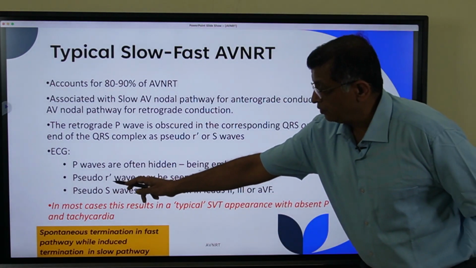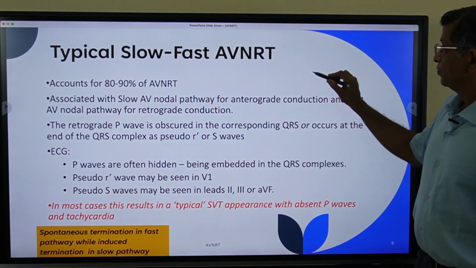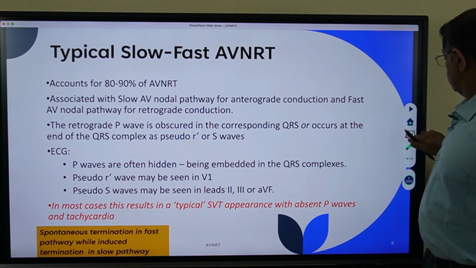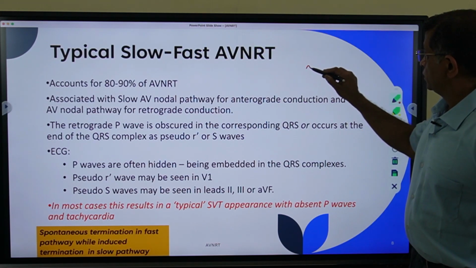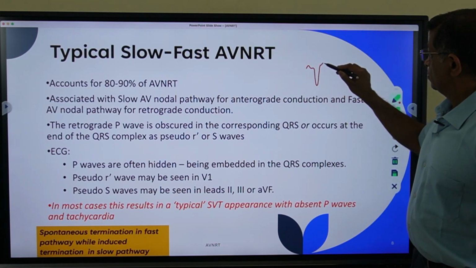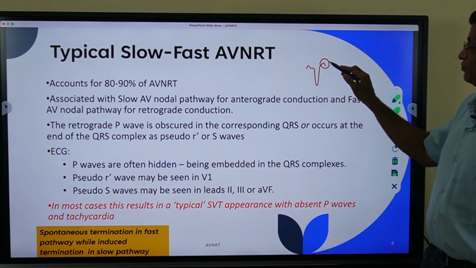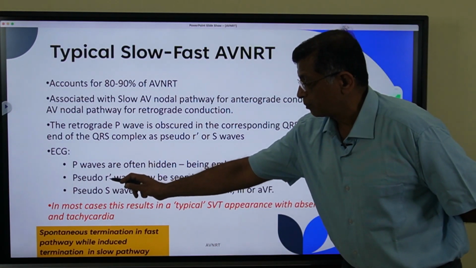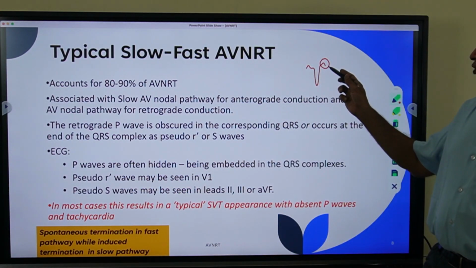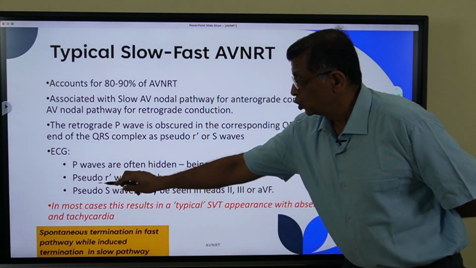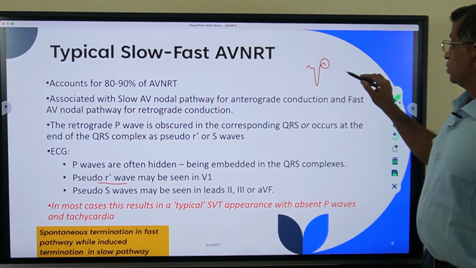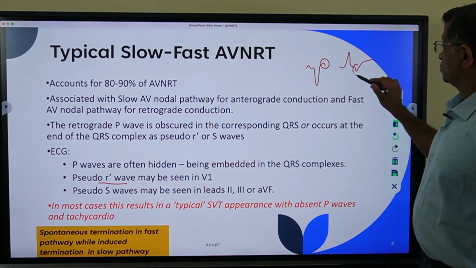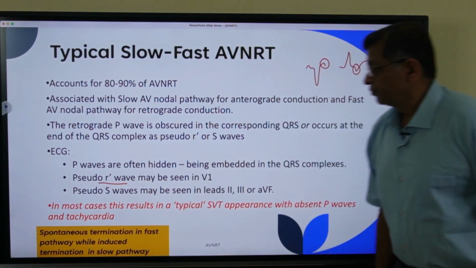Or you could see the P wave as a small bump after the QRS, especially in V1. You could see a small P wave just after the QRS, because this is not an actual R wave or R prime wave, but looks like a positive deflection. That is why it is called pseudo R prime wave. A similar negative wave you can see in the inferior leads. So this is the pseudo S wave.